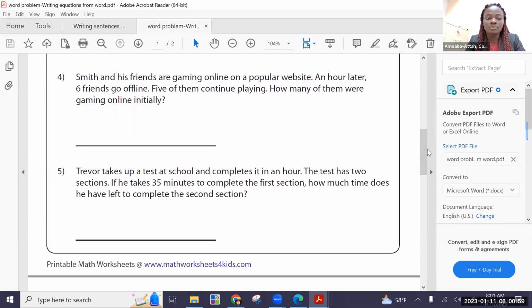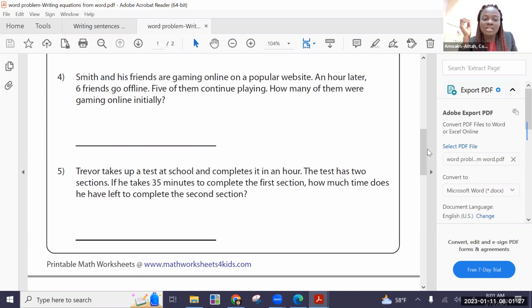So Smith and his friends are gaming online on a popular website. An hour later, 6 friends go offline. 5 of them continue playing. How many of them were gaming online initially? That's the total. You don't know. So you can represent it with a variable. Don't forget. Represent it with any letter that you want.